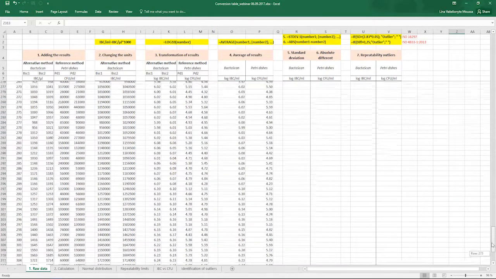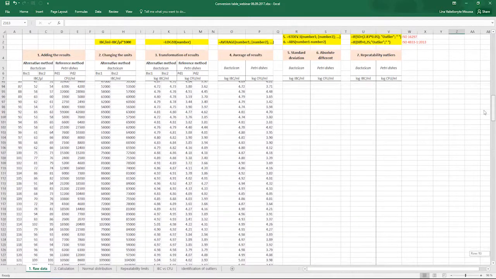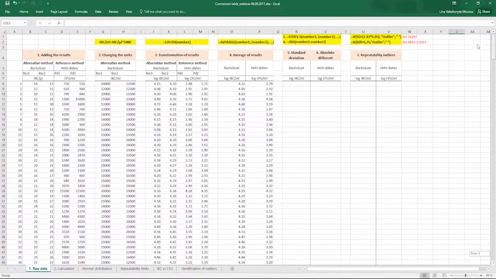So now we have mean value for all samples from BactoScan and from Petri dishes. I have mentioned earlier that it is very important to have all data in duplicates because it is very important to check how well results are repeated on both BactoScan and Petri dishes.